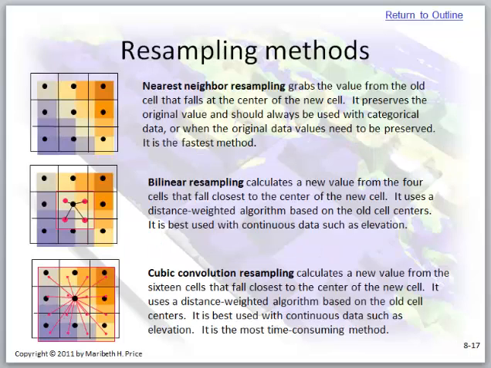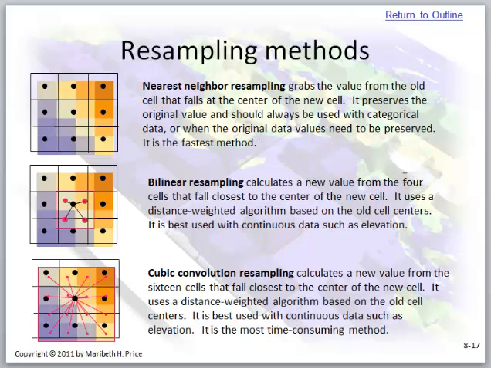Here are some resampling methods. We will be using some of these. Nearest neighbor resampling. These are important to know. Grab the value from the old cell that falls at the center of the new cell. Preserves the original value and should always be used with categorical data, or where the original data values need to be preserved. It is also the fastest method.